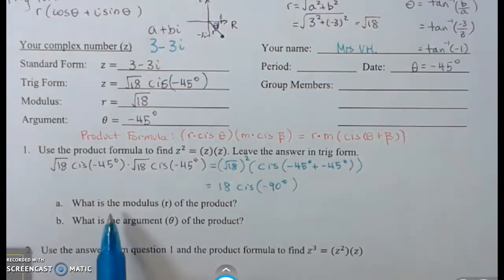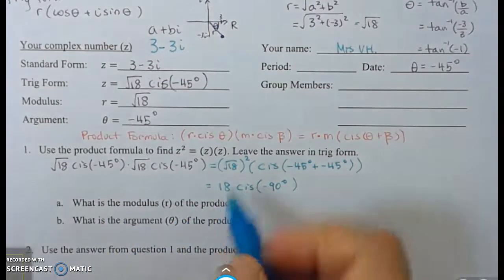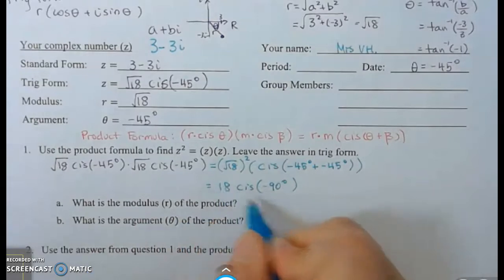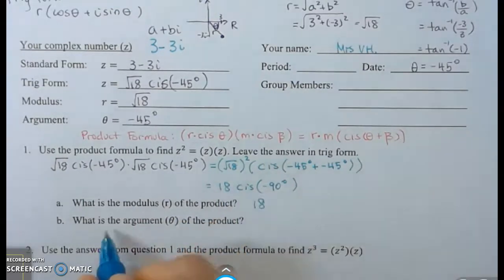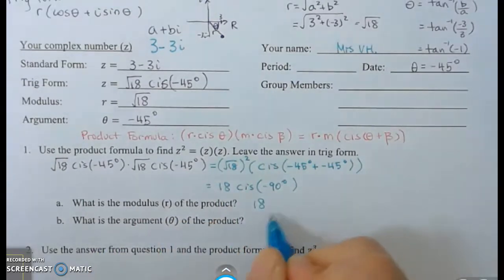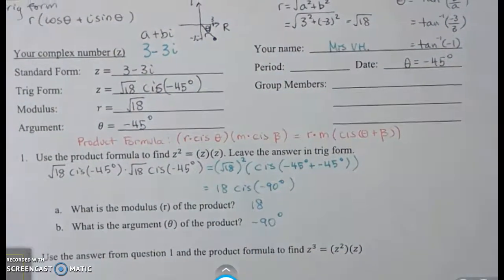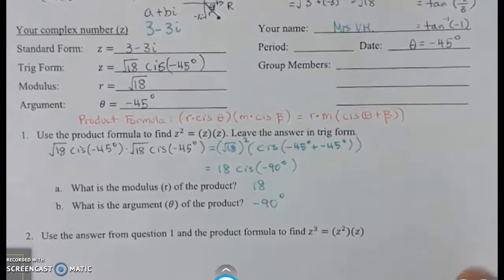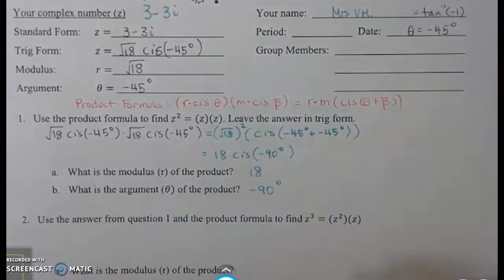Okay, all right, so what is the modulus of the product? In this case, the modulus is this number right there, that's 18. What is the argument theta of the product? That's -90 degrees.